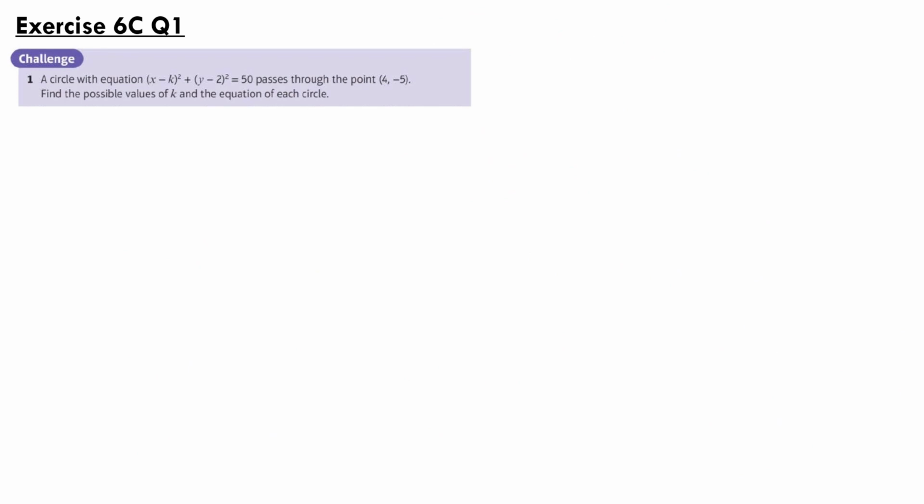Okay, our next question comes from exercise 6c. Question 1 says a circle with the equation (x − k)² + (y − 2)² = 50 passes through the point (4, −5). Find the possible values of k and the equation of each circle. So we can substitute this point straight in.